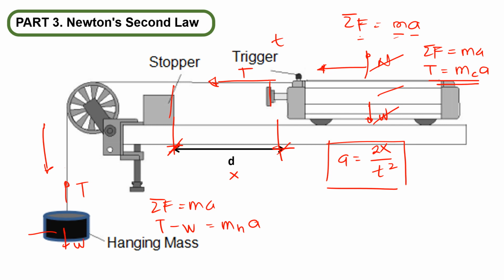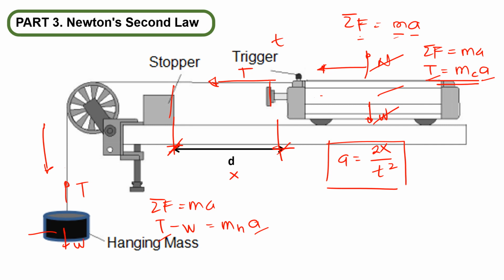The tension from the cart is also the tension on the hanging mass, so they are equal because they are attached by one string. So whatever the velocity of the cart is, that is also the velocity of the hanging mass. Therefore, whatever the acceleration of the cart is, that is also the acceleration of the hanging mass. Meaning the acceleration and the tension in the first formula are also the tension and the acceleration in the second formula for the hanging mass.